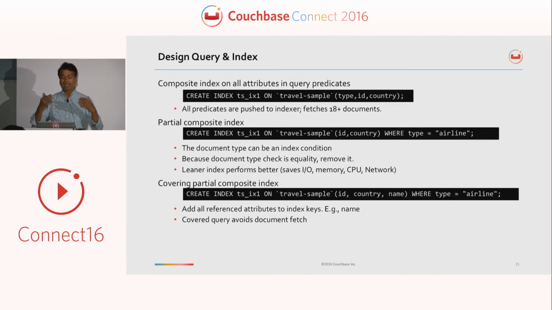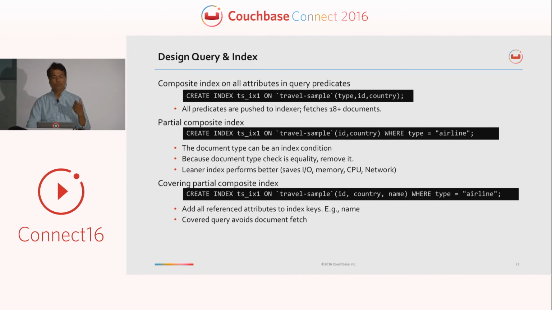Now we say, okay, let's create a composite index with type, ID, and country that covers all the predicates. That's fantastic. So we can push all the predicates and get the required documents, and we fetch about 18 documents, right? 18 documents qualify for the predicate, and that again reduced by one order of magnitude, from 187 to 18.